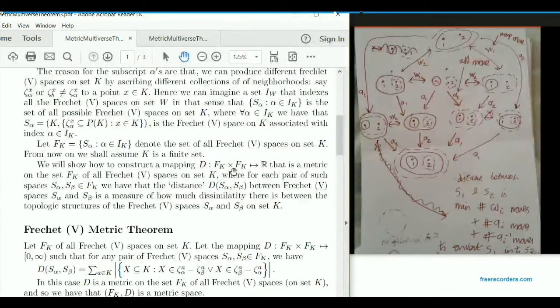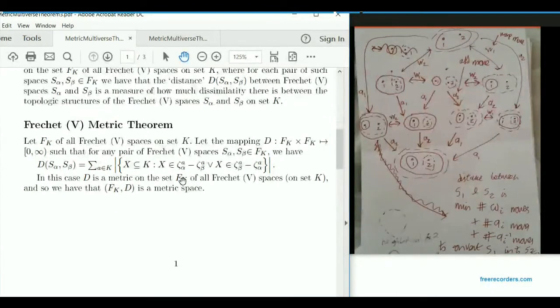So basically the idea of this D, before we go into the details of it, is it's essentially supposed to be a sort of distance measure, measuring the topological dissimilarity between Frechet spaces S alpha and S beta, where S alpha and S beta are Frechet V spaces living on the set K. So okay then, here we come.